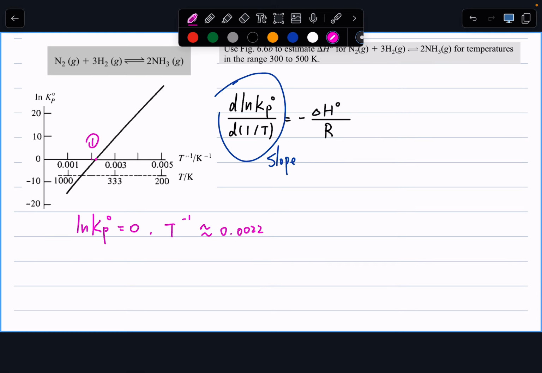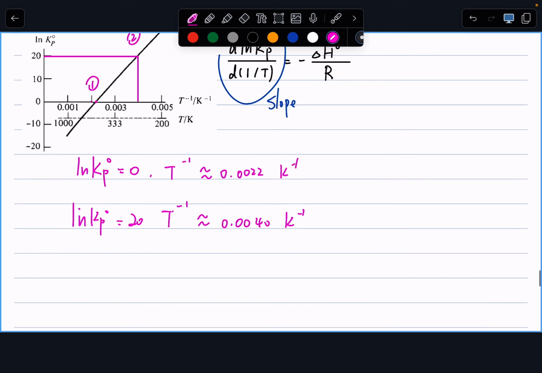Similarly, let's put this one to be around 0.2. I'm going to pick a random point on there so that my 1 over T is about 0.0040. And on the left-hand side, let's see what that is. My ln Kp naught is about 20. So we can estimate the slope using these 2 points. You can pick any 2 points on this linear curve, and you're bound to get similar results.